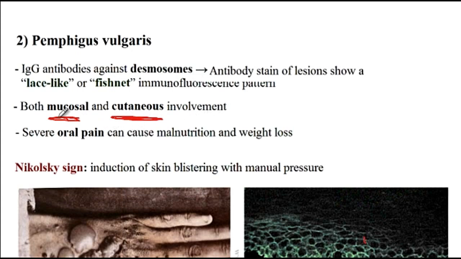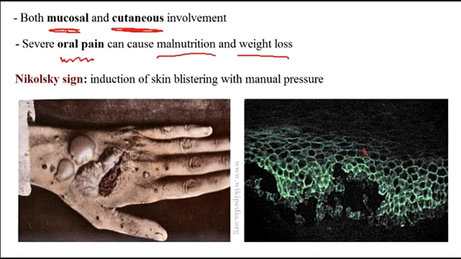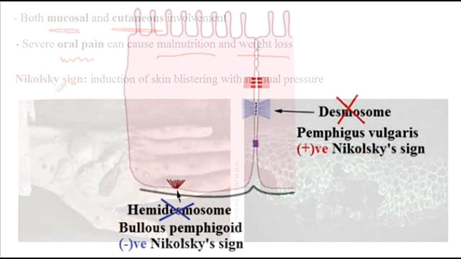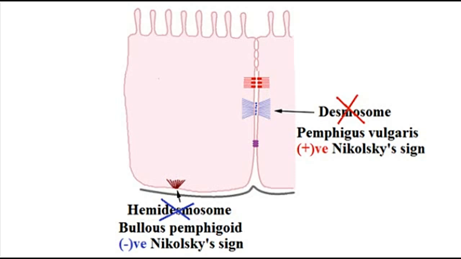cutaneous involvement. And so due to the mucosal involvement, patients with Pemphigus vulgaris can have severe oral pain that will cause them not to eat food, as a consequence of which it can also cause malnutrition and weight loss. Now, one other difference between bullous pemphigoid and Pemphigus vulgaris is that Pemphigus vulgaris is a more superficial skin disorder since the desmosomes are being affected. And so if you apply manual pressure to these lesions, the skin would come off. And this is referred to as positive Nikolsky sign.